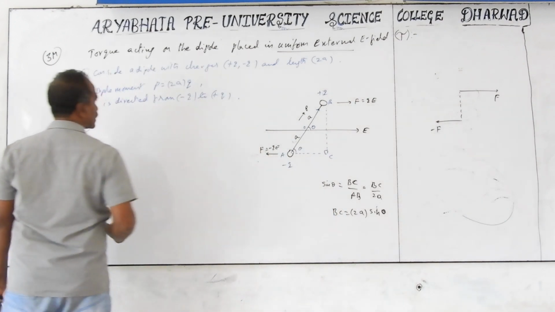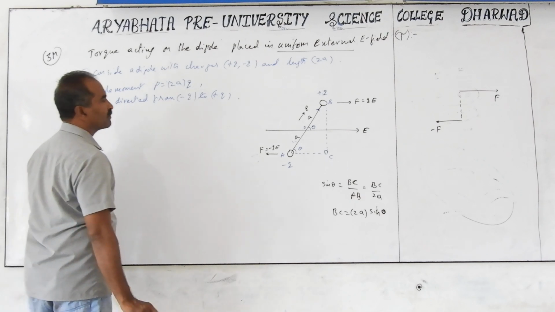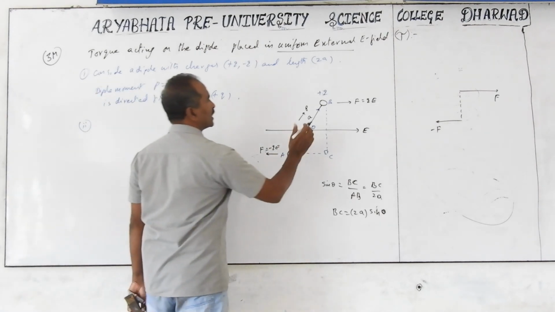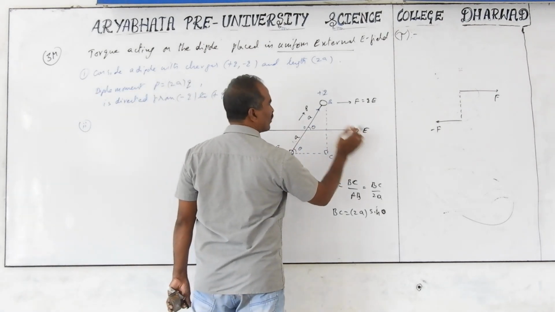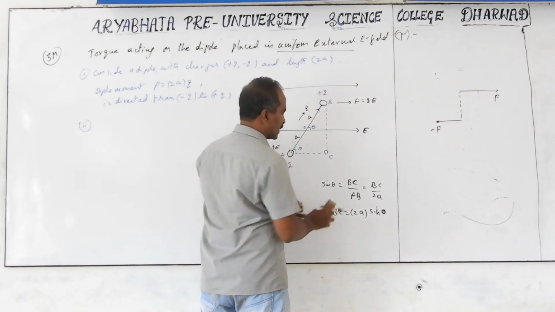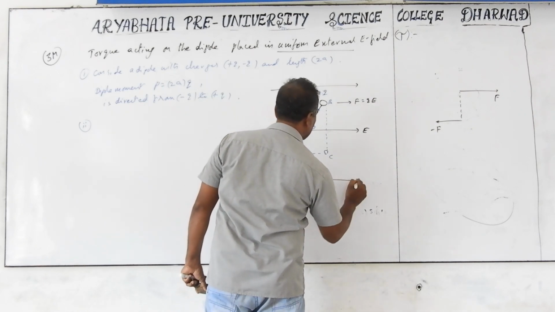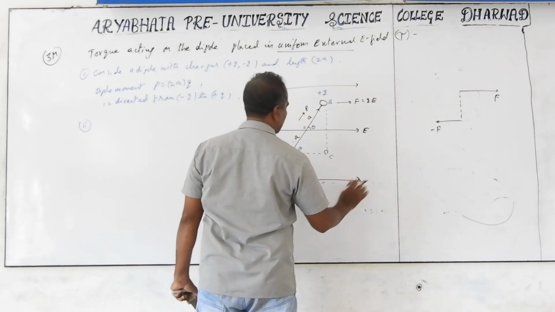So now we consider the dipole axis. The dipole moment makes an angle theta with the uniform electric field. You can take only one field line or more lines, but when you take more lines, the distance between these lines must be approximately equal, not exactly.